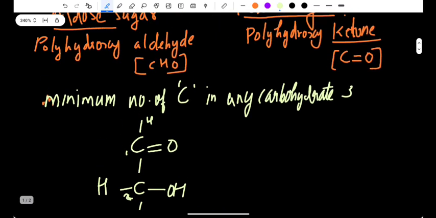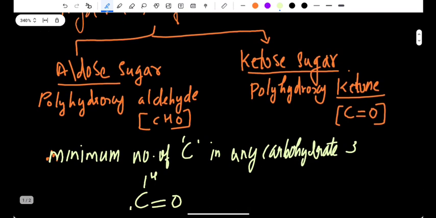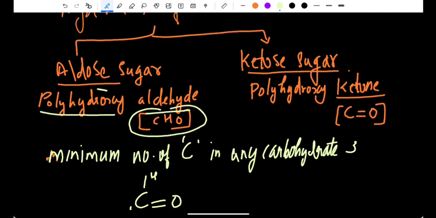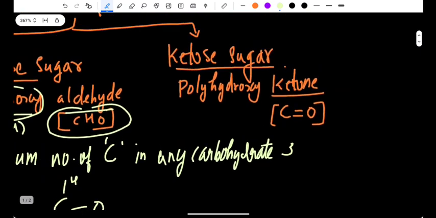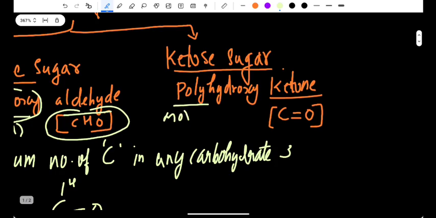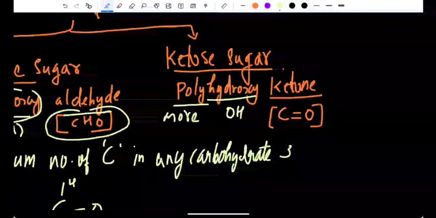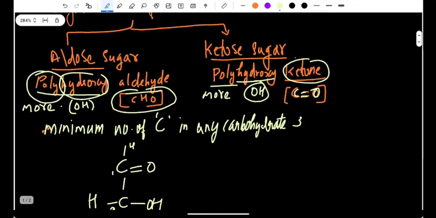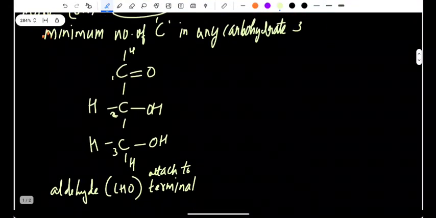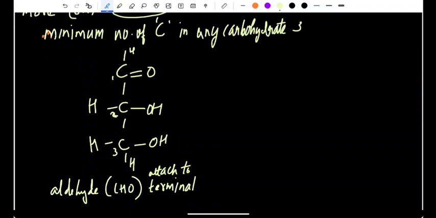Here we already said polyhydroxy aldehyde, right? So aldehyde will be CHO. Hydroxy group means OH group. And poly means more. So more OH groups and one aldehyde group. Hydroxy means OH. Ketone means C double bond O. So first we are making the polyhydroxy aldehyde.